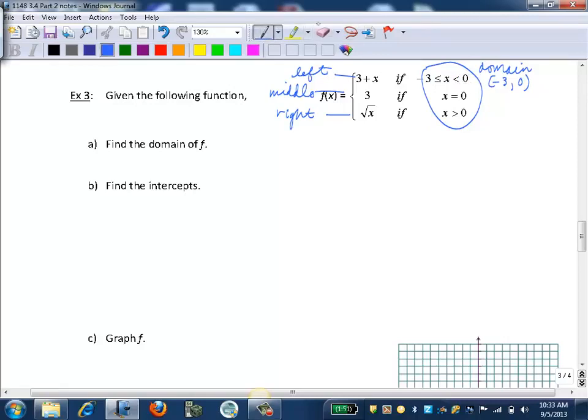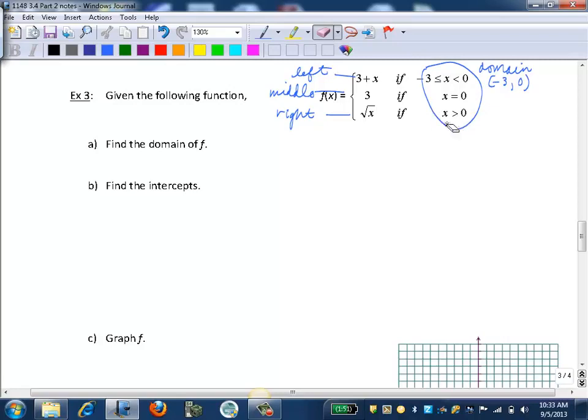Now if you look at this middle piece, it is actually just one point. When x is 0, it's not a range of values between two different values, it's just x equal to 0. This is actually an ordered pair. The ordered pair, x value of 0 and a y value of 3, 0, 3. So the domain of this piece is just at the point when x is 0.